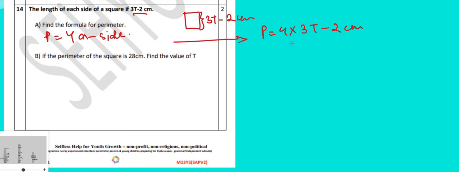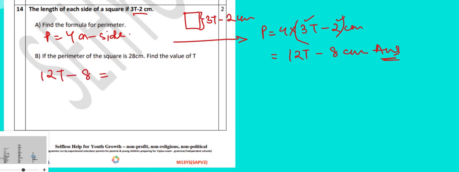Now mind you, this 4 here will be multiplied by both the 3t as well as 2. So we can put this in a bracket as well, making it 12t minus 8 centimeter. So this is the first answer for part A. Now if perimeter of the square is 28 centimeter, find the value of t. So now 12t minus 8 is equal to 28.